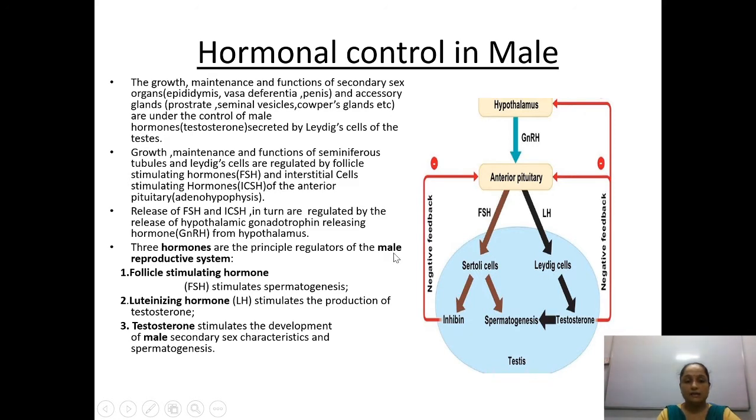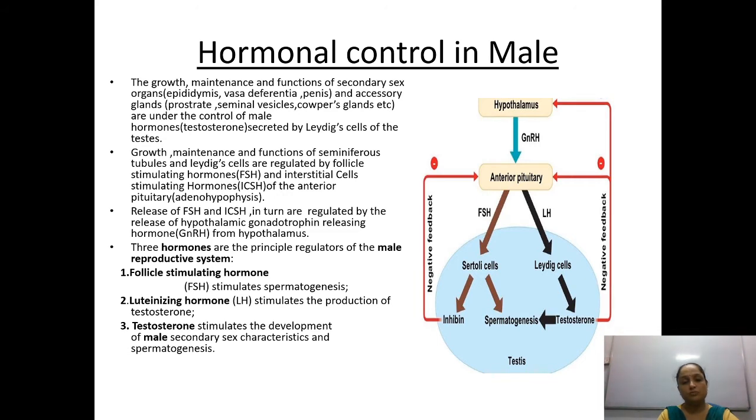Okay, and release of FSH as well as ICSH, that is LH, in turn are regulated by the release of hypothalamic gonadotrophin releasing hormone, that is GnRH, and that hormone is only secreted by the hypothalamus only, GnRH.